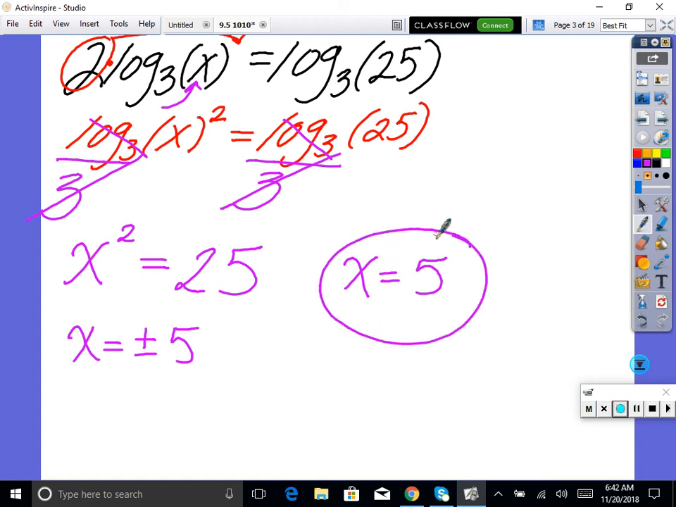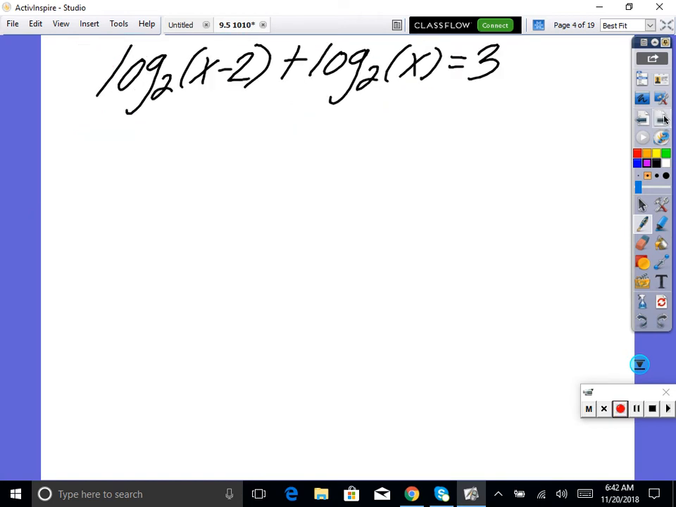We plug in 5, it's positive. All right, here we go. So once again, log base 2 of x minus 2 plus log base 2 of x equals 3. Now notice there's multiple logarithms and then there's other stuff, like the 3. So get all the logarithms to one side of the equation and everything else to the other side. Check.